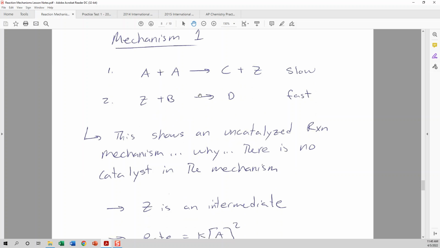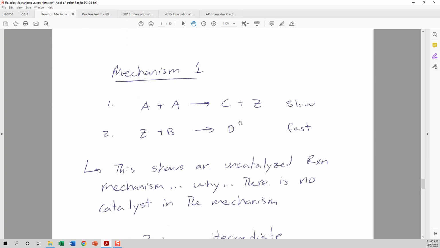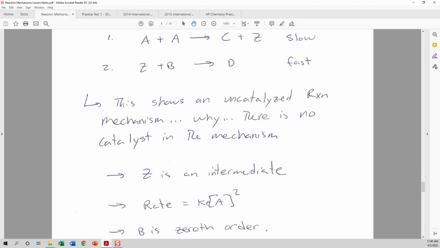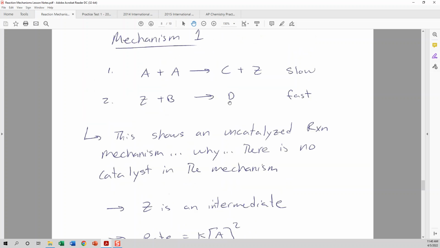If this is my reaction mechanism, Z is an intermediate, and it would show A as second order because it shows up twice, and B would be zero order. So if this was my reaction, and this was the proper mechanism, this would be the rate equation for the reaction. A second order, B zero order. And we know it's uncatalyzed because the mechanism doesn't show a catalyst.